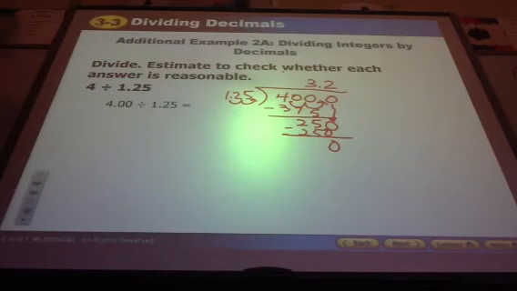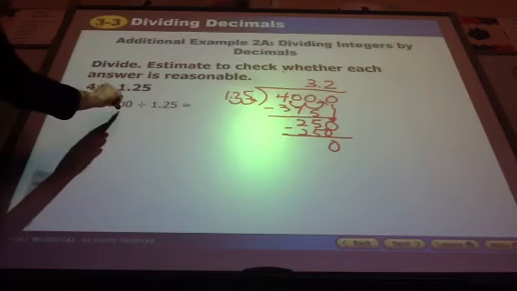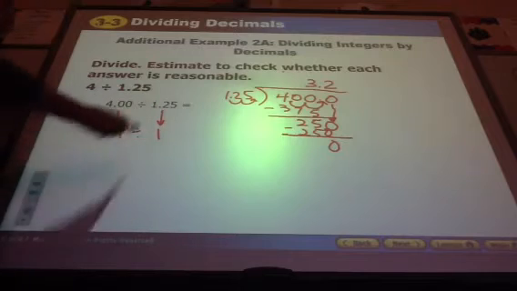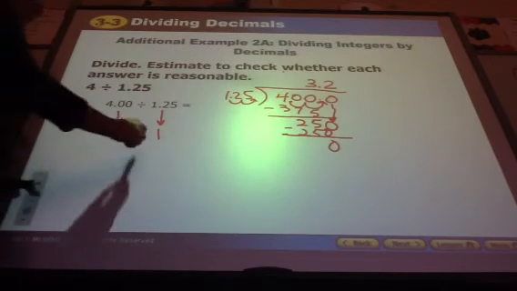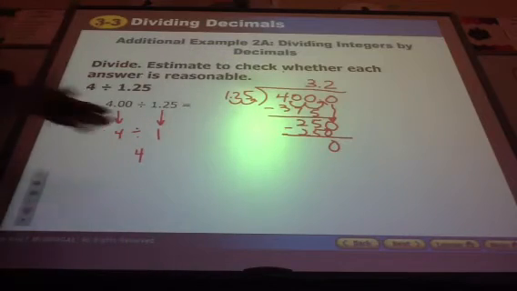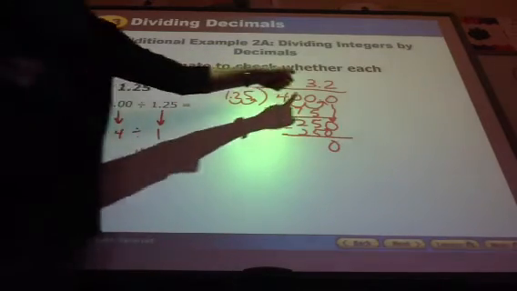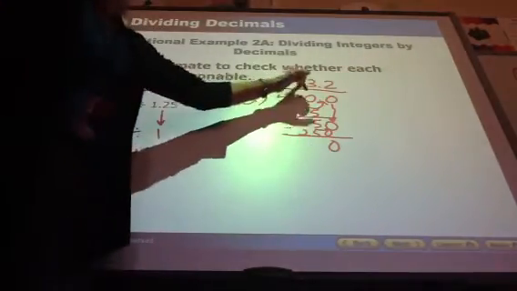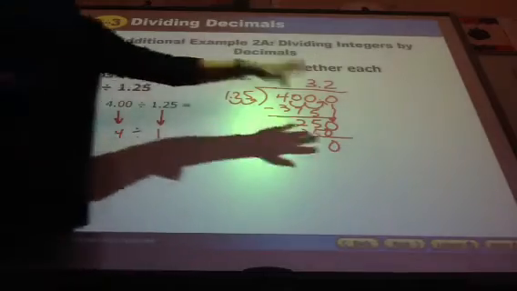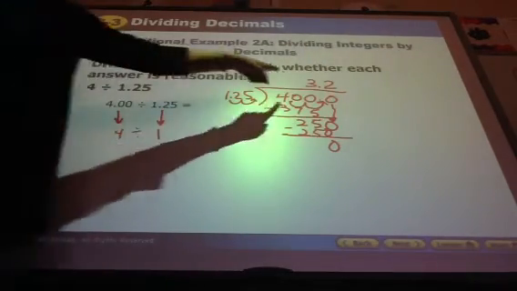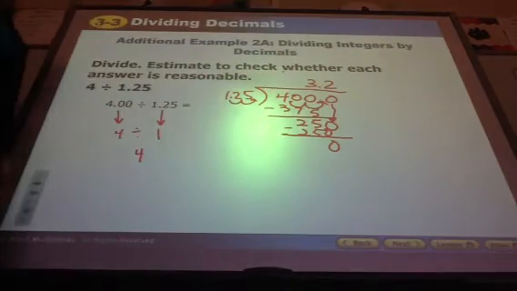Oh, and then it said estimate to make sure your answer is reasonable. So if we estimate, that's going to be 4, and we're just going to divide it by 1, because if I round that to the nearest whole number, it'd be 1, and 4 divided by 1 is 4, and that's pretty close to 3.2. The reason it's good to estimate here is because if I'd put my decimal point in the wrong place, and maybe I got an answer of 32 or 0.3, whatever, I know that 32 or 0.3 can't be right. 4 is the estimate. So it's got to be somewhere close to 4, and 3 is close to 4.